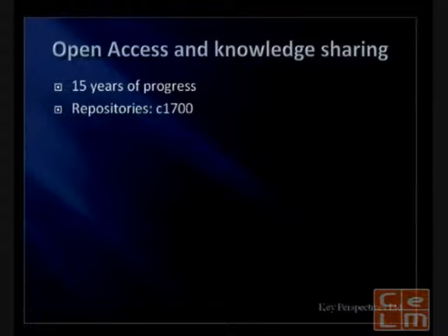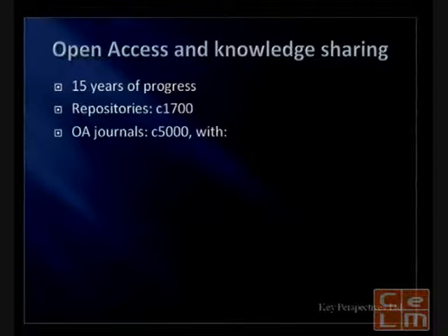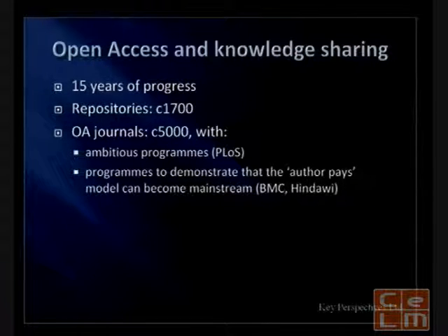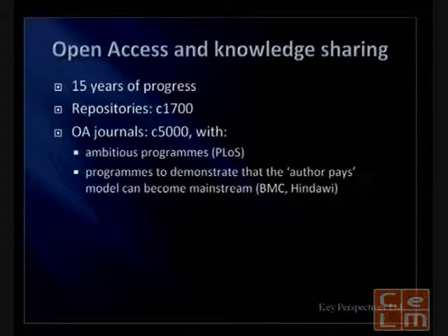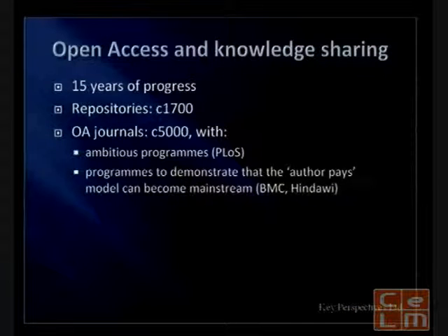They may not yet contain everything that we would like to see them contain, but at least the infrastructure is being put in place. The same with open access journals, of which there are around 5,000 now. Some of them started with very ambitious programs, like the publisher Public Library of Science. Other publishers had programs designed to demonstrate that open access could become mainstream with the right business model in place. Examples of those are BioMed Central and Hindawi.